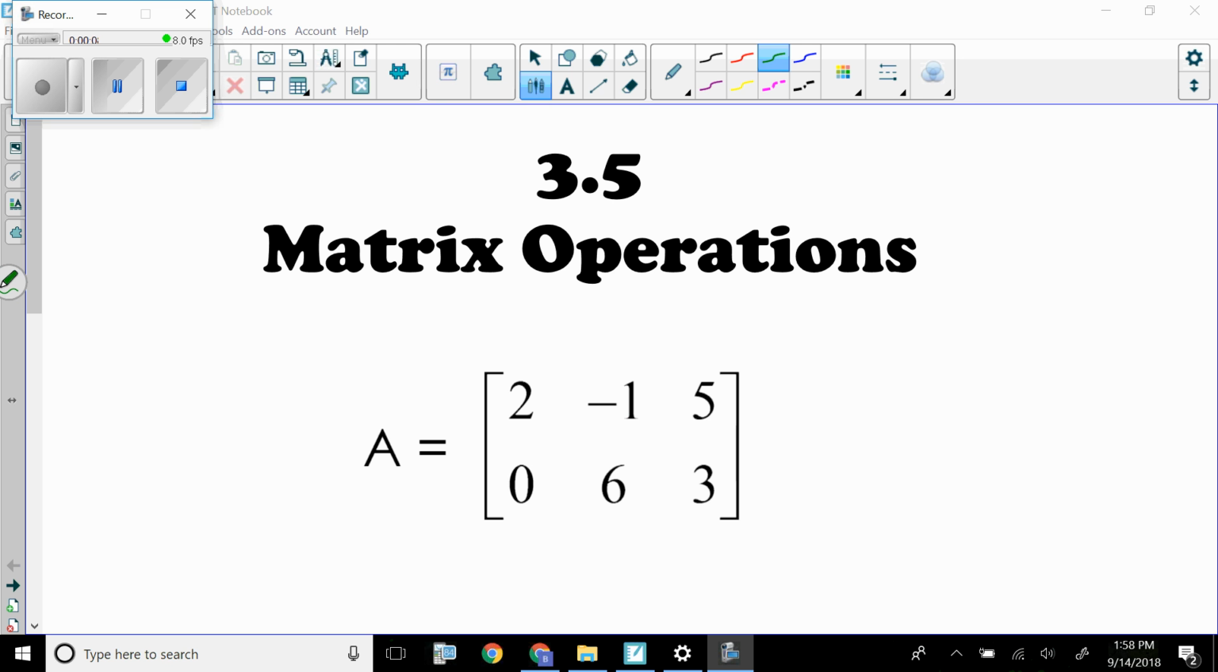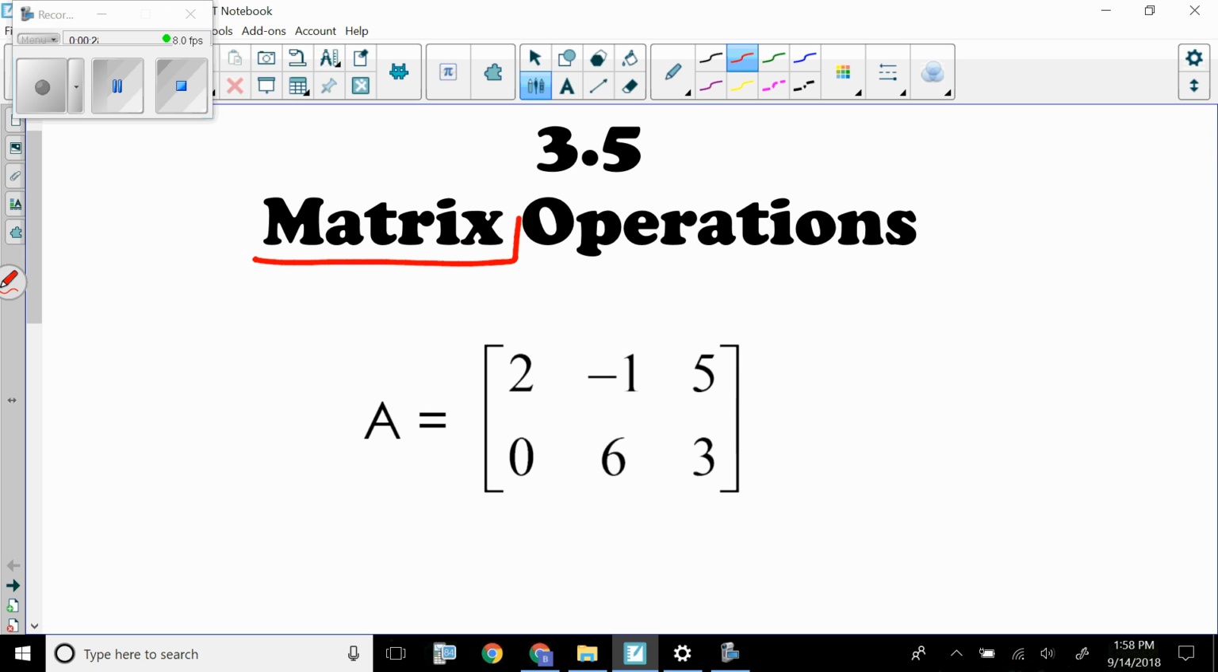Today, we are going to be working in 3.5, which is matrix operations. Remember that this one, you're not needing a follow-along sheet. You should be doing your notes in your notebook, along with all the examples, and I will be checking that at the start of class.